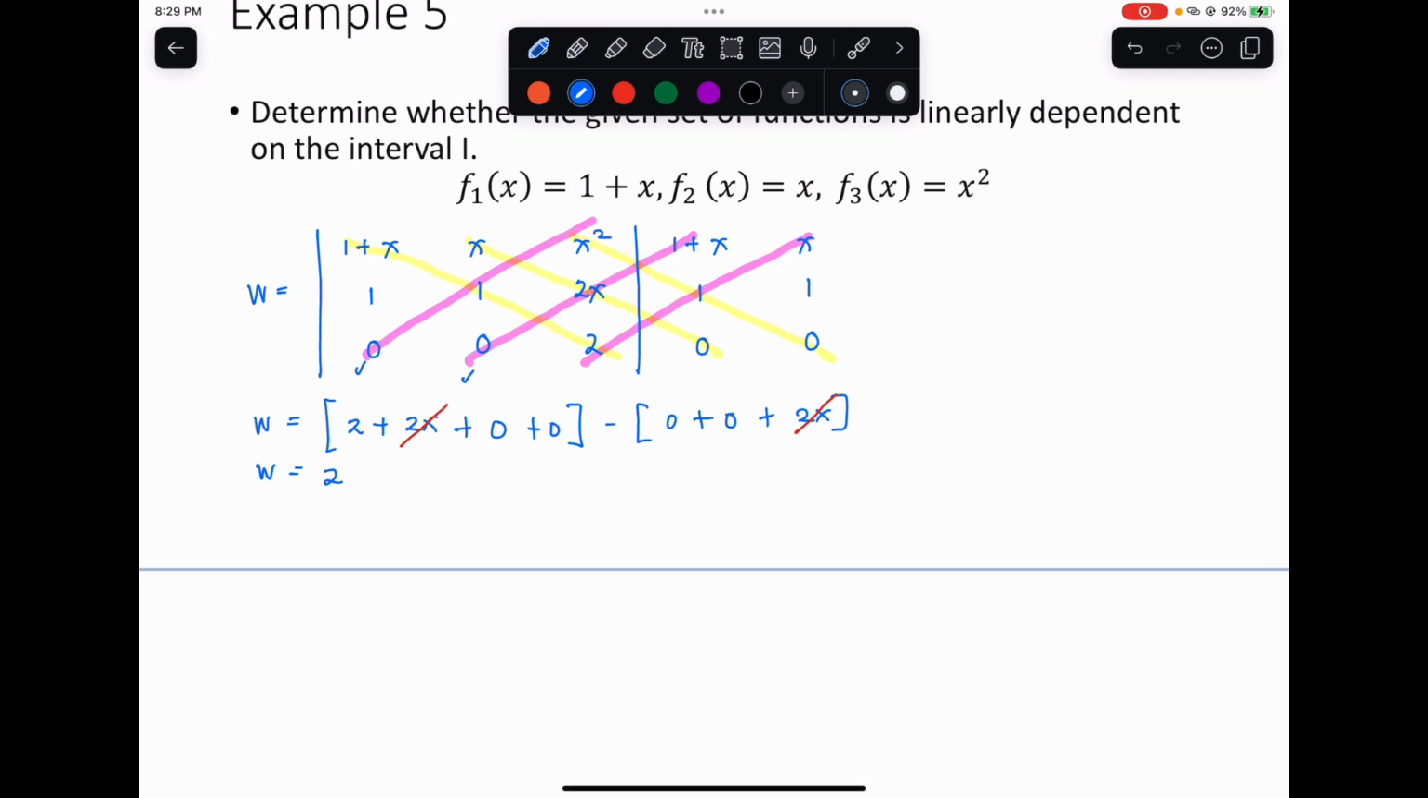Okay, so since W is equal to 2 and W is not equal to 0, that makes it linearly independent. So we have the same conclusion, just like on our second example.